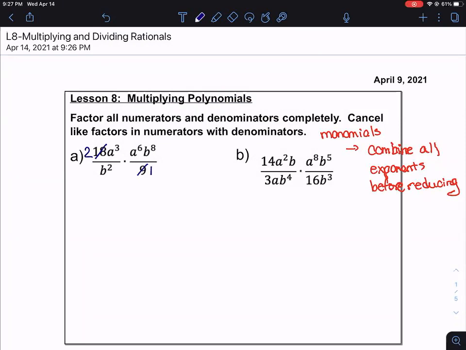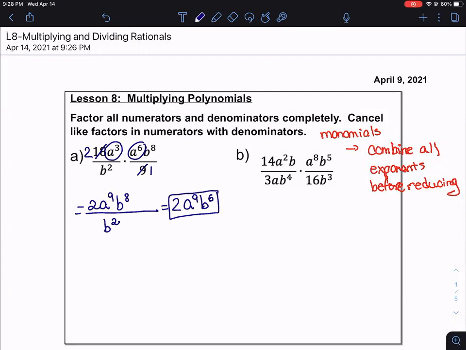Now, what I'm going to suggest you do to make your life easy is combine the 8 to the 3rd and the 8 to the 6th together as 8 to the 9th, and then b to the 8th on top, and then b to the 2nd on the bottom. By doing that, it makes it easier to finish simplifying. So we're going to be left with 2, 8 to the 9th, b to the 6th as our final answer.